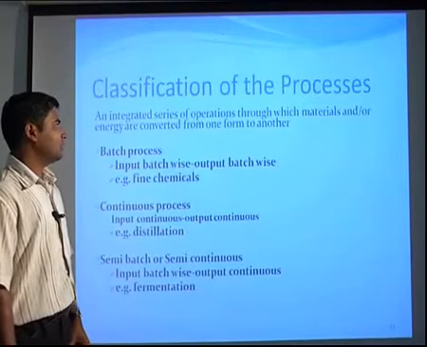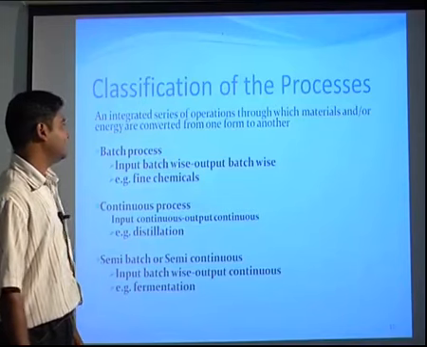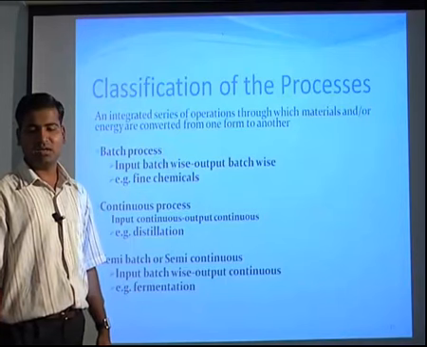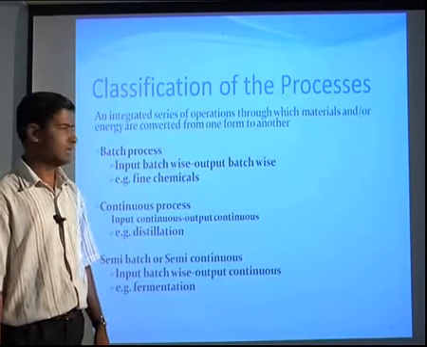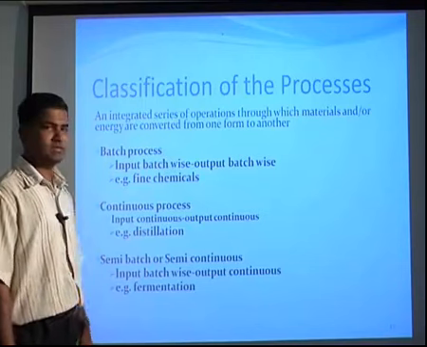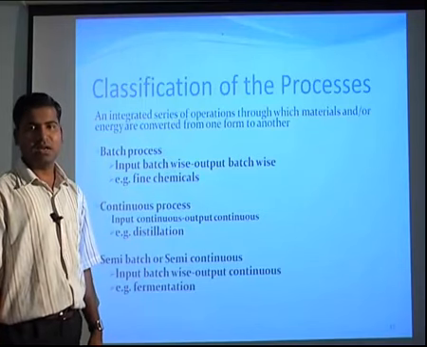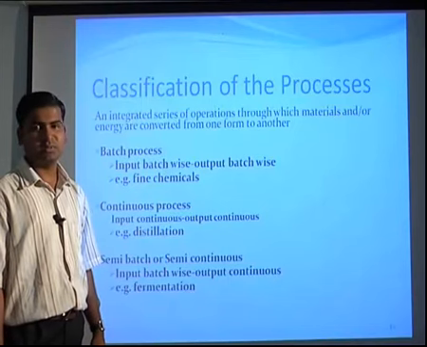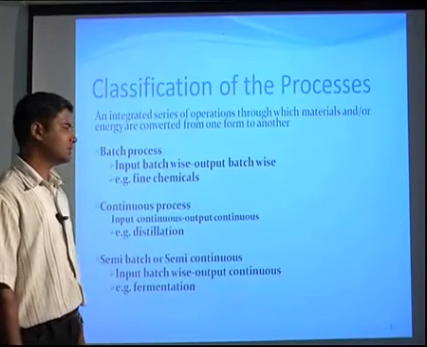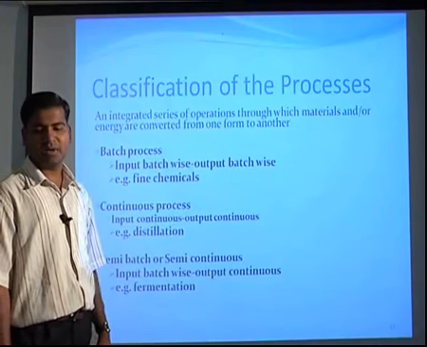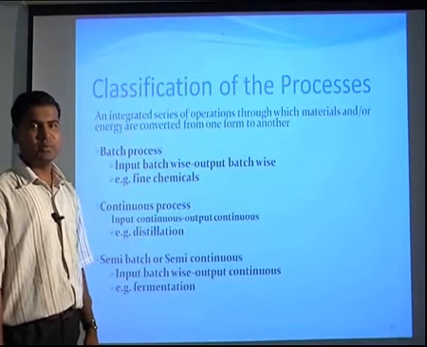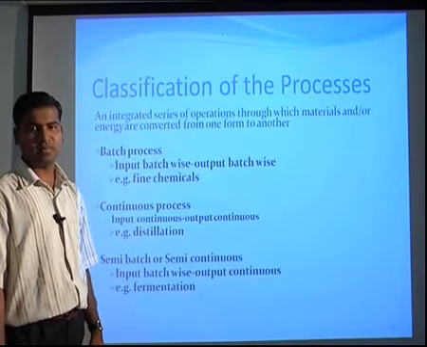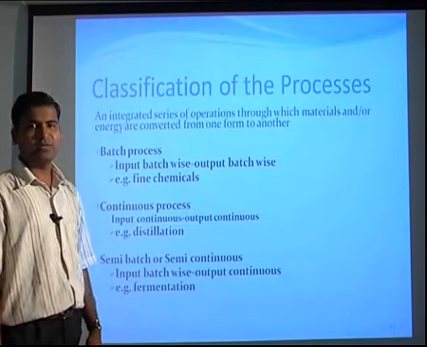So the classification of processes: a process is an integrated series of operations through which materials or energy are converted from one form to another. There are three kinds of processes in chemical engineering: the batch process, the continuous process, and the semi-batch or semi-continuous process. So what is a batch process? In a batch process, the input is batch-wise, and the output we also get batch-wise. Take the example of fine chemicals.